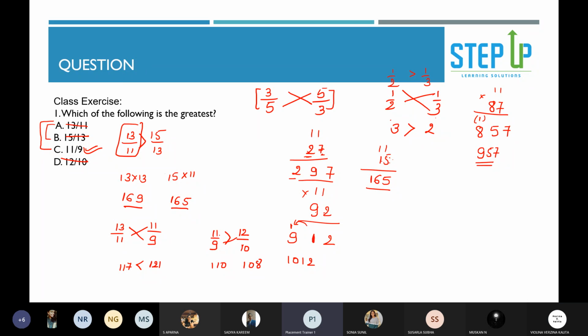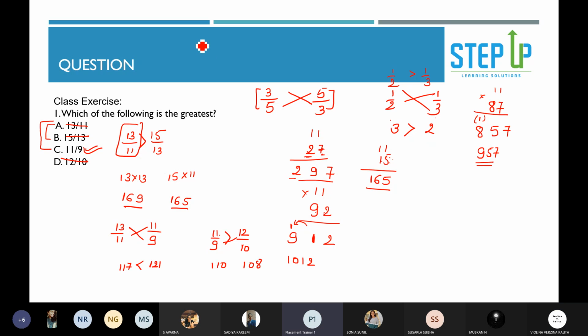Fair enough? Yeah. Ma'am, I have a doubt. Yeah, tell me, Sonia. Ma'am, we multiplied A and B, so we got this answer, right? But if we have options, every time we multiply with different numbers, we'll get some different answer. So how can you say that this is the answer? Look at this one.